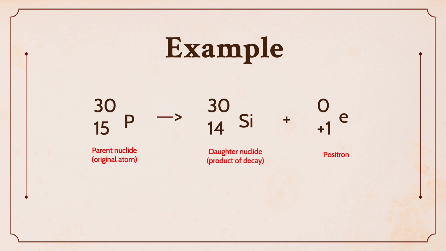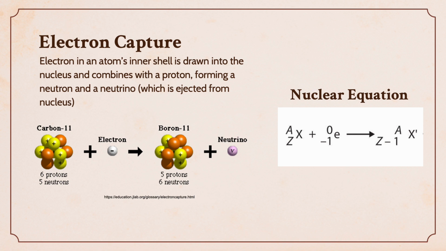And here we also see that the positron is represented like an electron with no mass, but has the opposite positive charge. Next up, electron capture. Electron capture is a mode of beta decay, but is usually categorized as a separate type of decay. This is where an electron in the atom's inner shell is drawn into the nucleus and combines with a proton, forming a neutron and a neutrino, which is ejected from the nucleus.